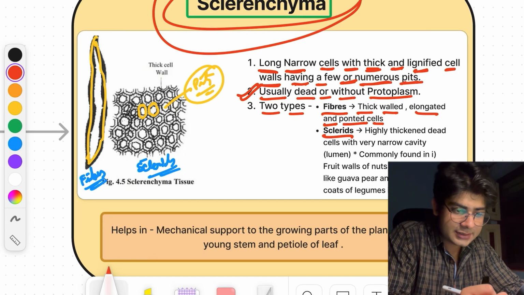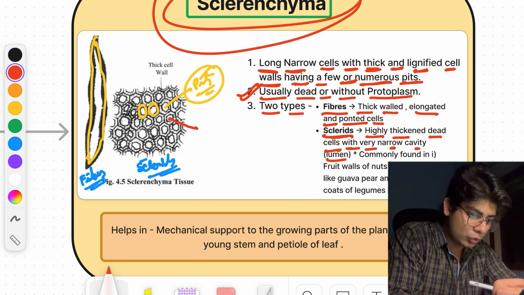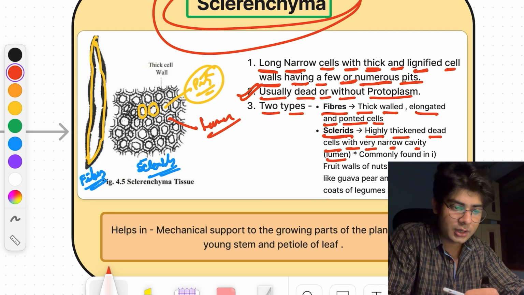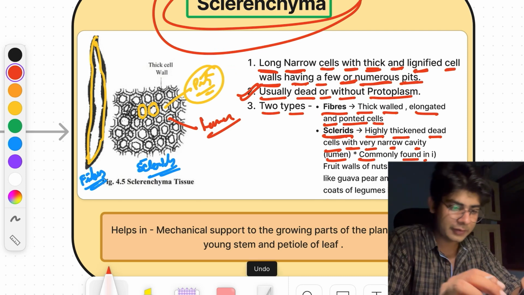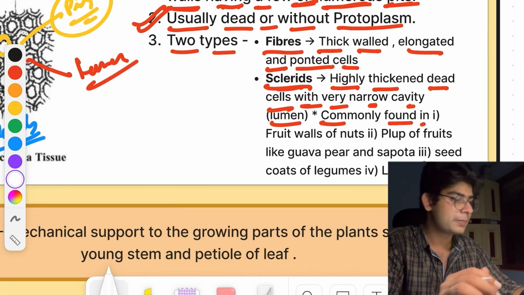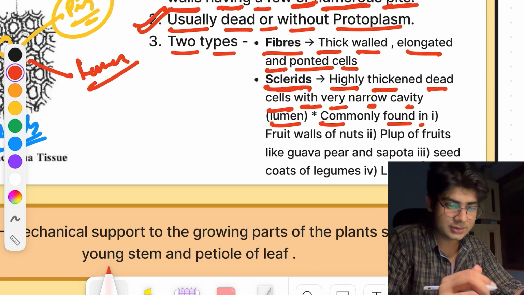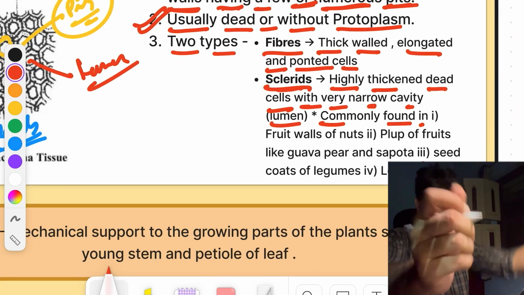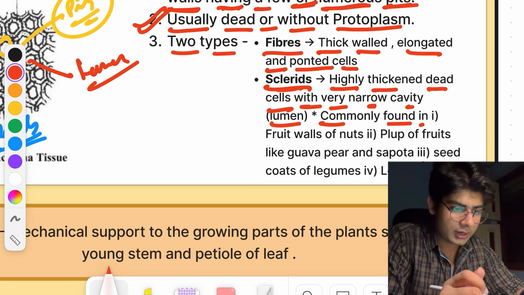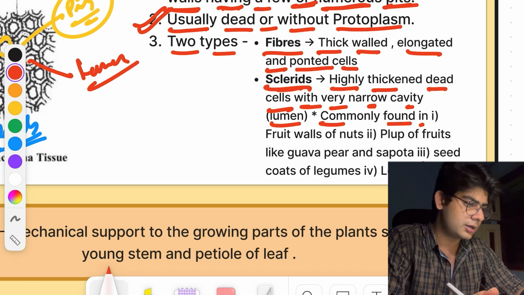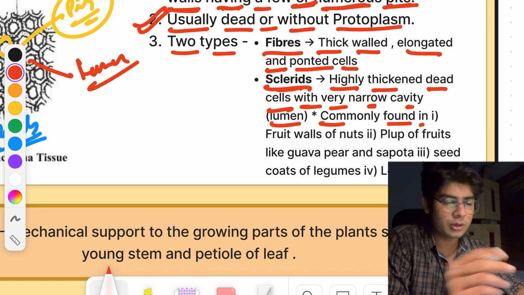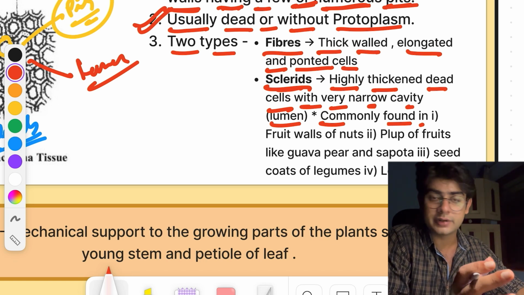The sclerites are highly thickened dead cells with very narrow cavity. It's called lumen. These are the lumen, and commonly found in this section of examples are very important for you, because in past years I think there were 1, 2, 3 questions from this part of the chapter. So you have to remember all these examples very carefully.